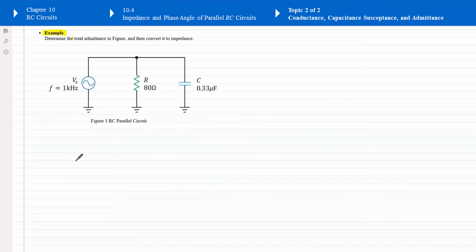Now let's work on one example. For this problem, we need to find the total admittance in the circuit below. After that, we need to convert this total admittance to the impedance.